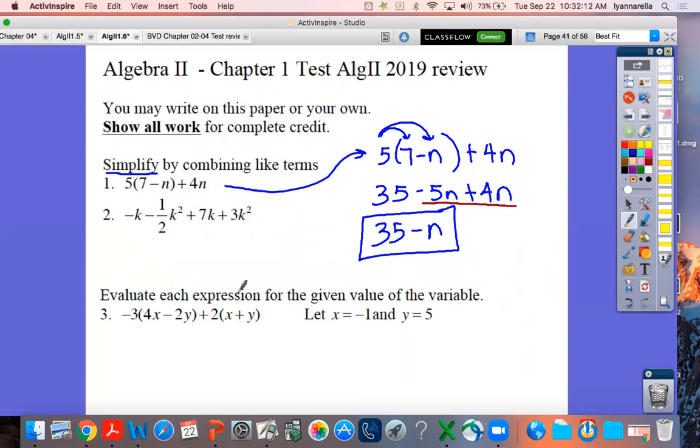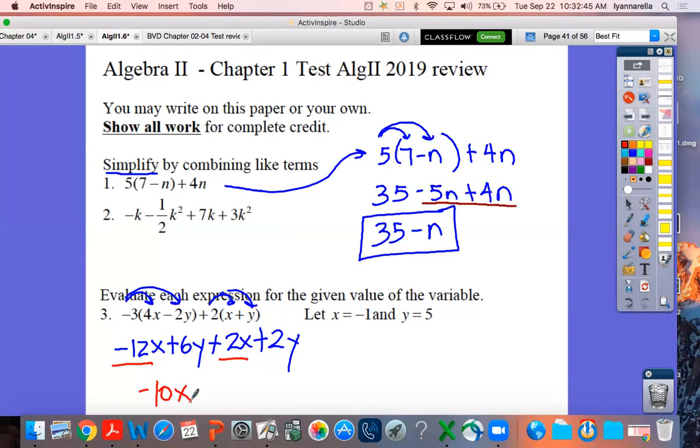Number 3 wants you to evaluate and plug in for -1x and 5y. So you're going to distribute, and I get -3 times 4x is -12x, and -3 times -2y is +6y, and 2 times x is 2x, and 2 times y is 2y. And now I can see that the x's will add. I have a -12x and a +2x, and that gives me -10x. And the y's will also add. I have 6y and 2y, and that gives me 8y.